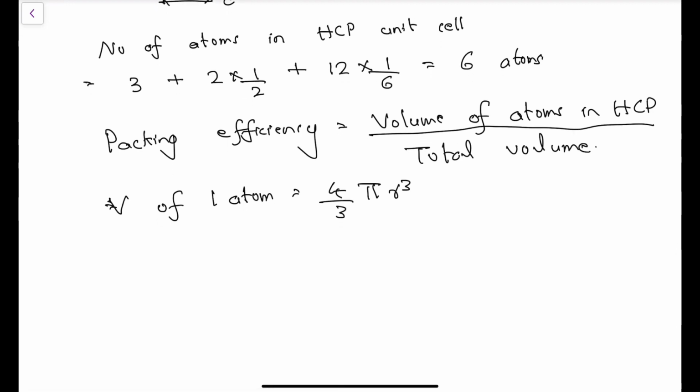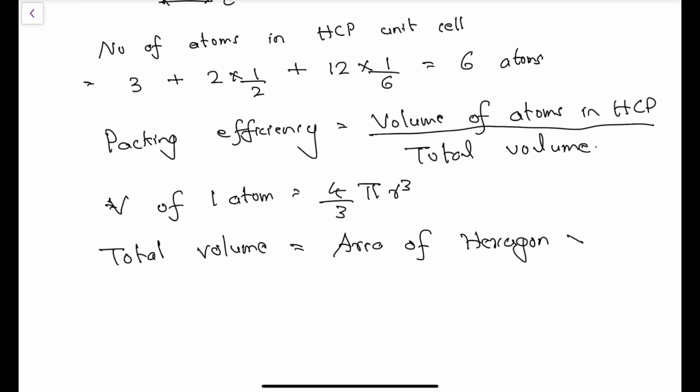So there are totally 6 atoms here. And what is the total volume in an HCP unit cell? The total volume can be found out by the area of this hexagon into its height, that is C.